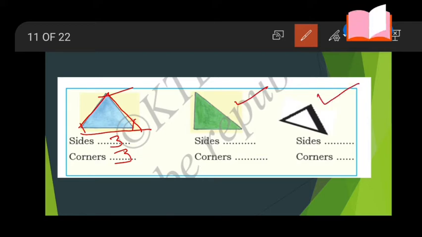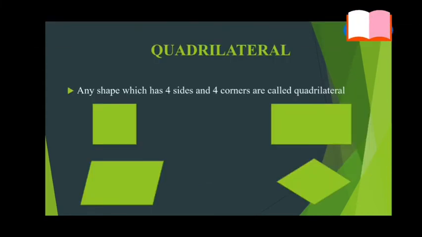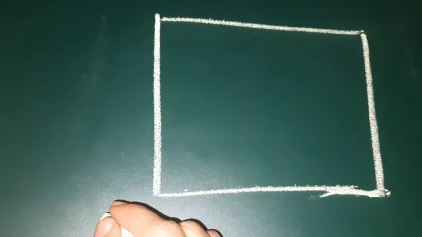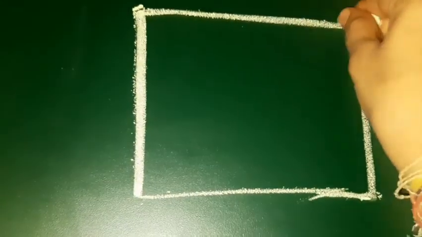Now let's get to know what is meant by a quadrilateral. Any shape which has 4 sides and 4 corners is called a quadrilateral. The lines which join the corners of the quadrilateral are called diagonals. This is a square. Here there are 4 sides. This is one side, this is the second side, this is the third side and this is the fourth side. So a quadrilateral has 4 sides.